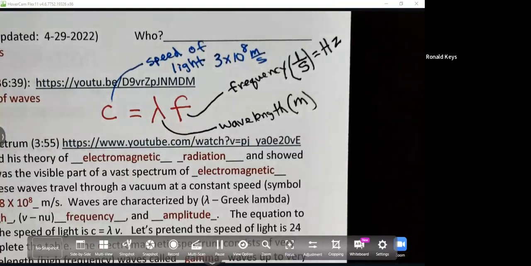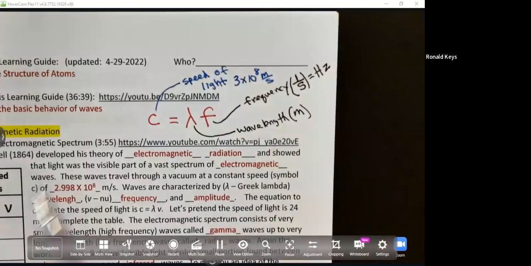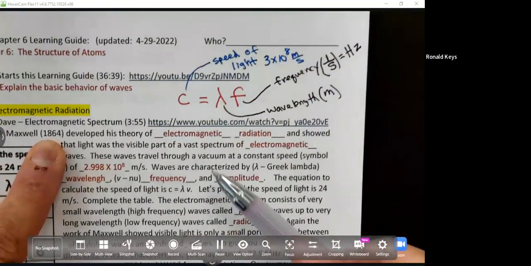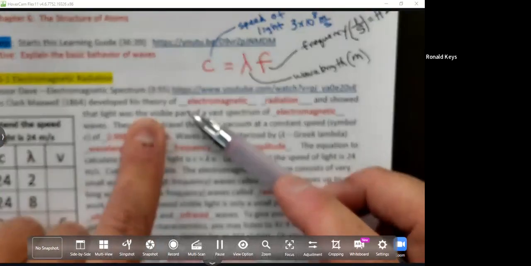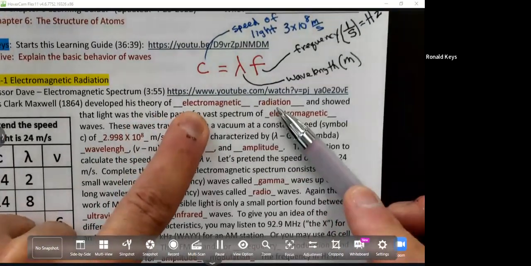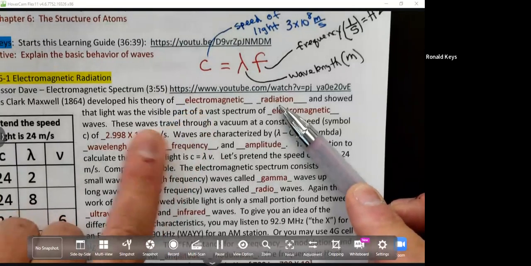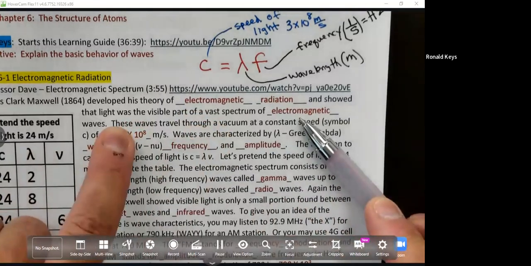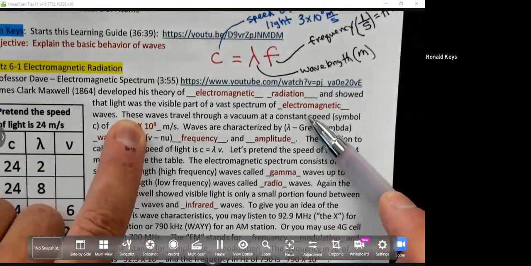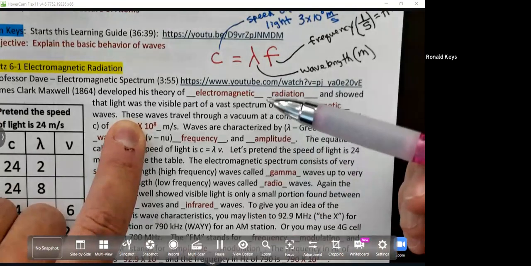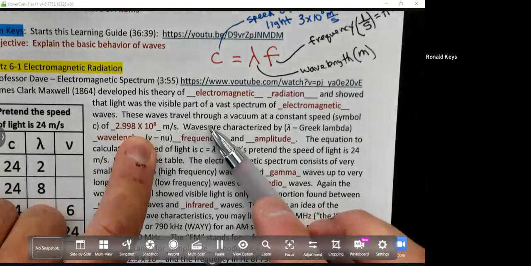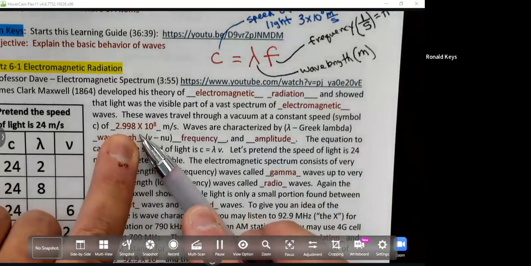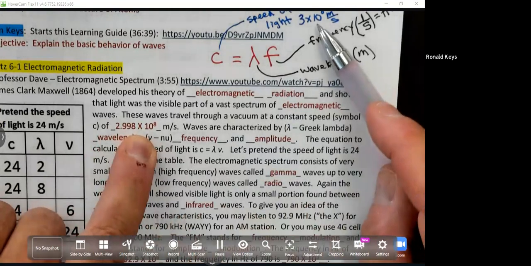Okay. So here's a pretty good introduction here, Professor Dave does, but otherwise, in 1864, James Maxwell developed his theory of electromagnetic radiation and showed that light was the visible part of a vast spectrum of electromagnetic waves. That's what we looked at. Visible light is just a small portion. These waves travel through a vacuum at a constant speed, 2.998 times 10 to the 8th. We're going to round that to 3.